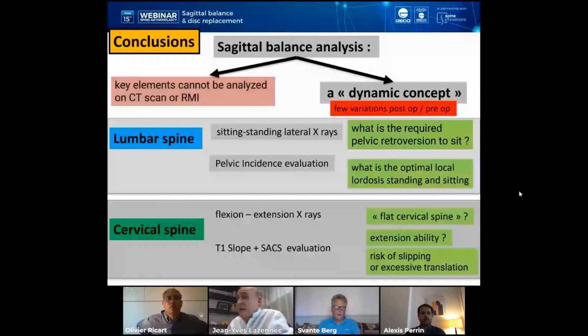You need to do flexion extension X-ray. You need to look at the T1 slope. You need to detect if the patient has a flat cervical spine. What is preoperatively the extension ability. Knowing this, you know better the risk of slipping or excessive translation.